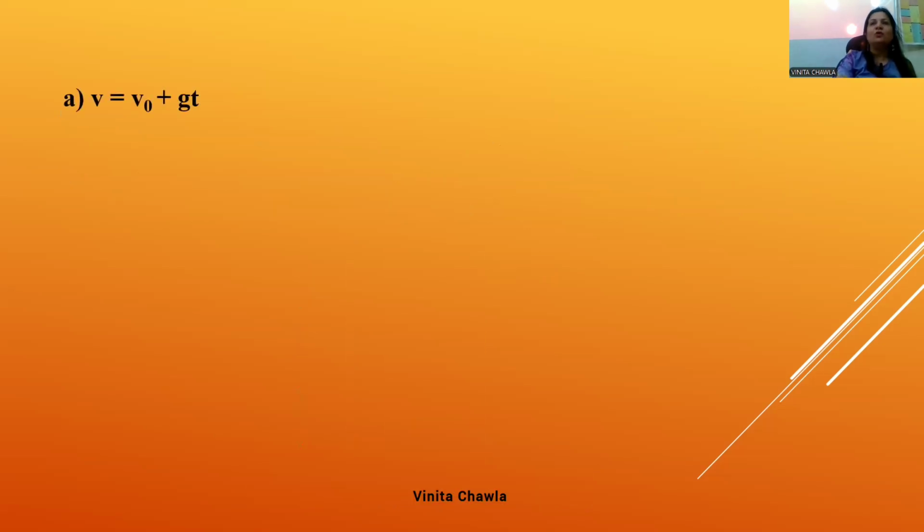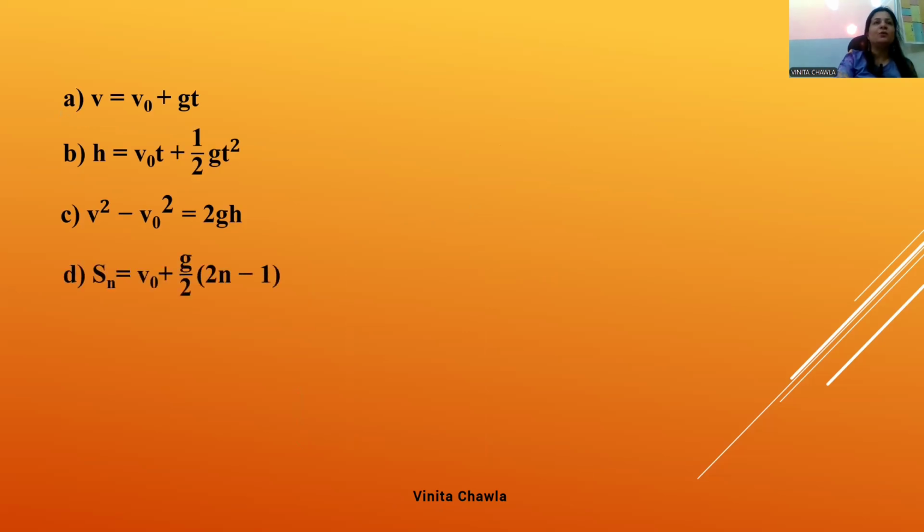So how do we write the equations for this kind of motion? We can write v is equal to v naught plus gt. This is the first equation of motion. The second equation of motion can be written as h is equal to v naught t plus half gt square. The third equation of motion is v square minus v naught square is equal to 2gh. And the fourth equation that we have just found out is: the distance traveled by the object in the nth second is v naught plus g by 2 times (2n minus 1). So a is replaced by g.